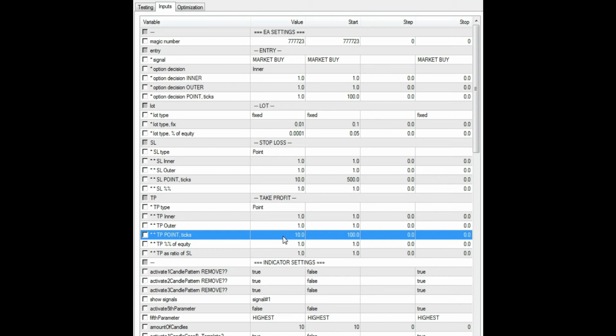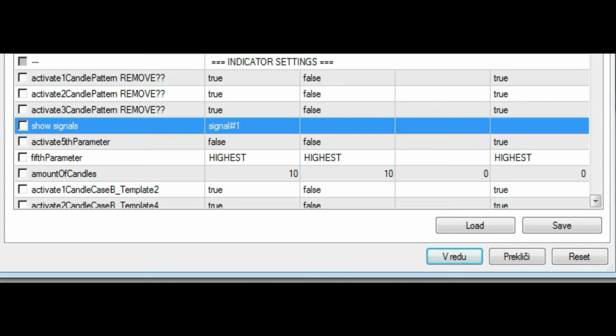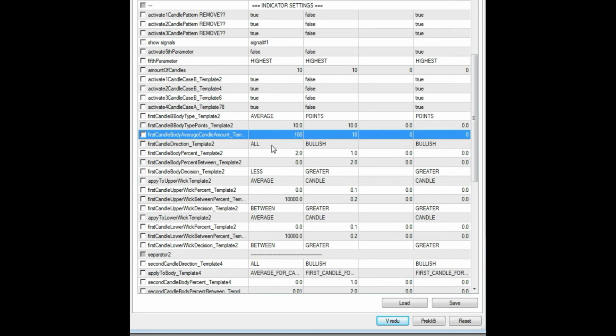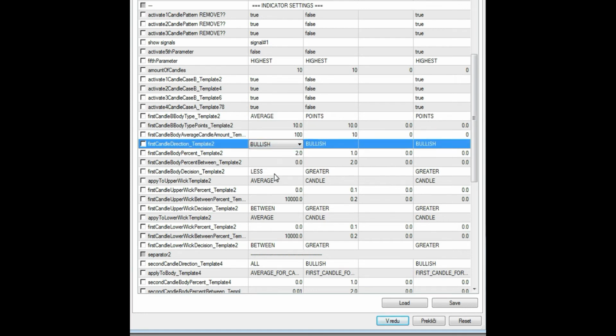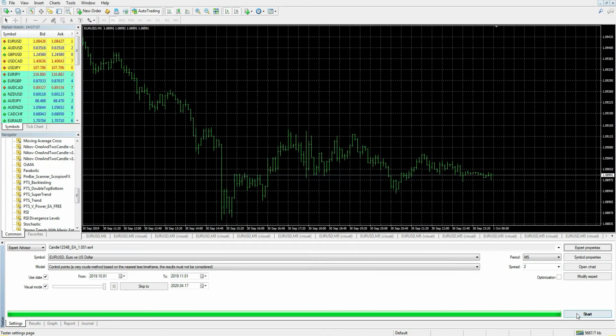So that's it regarding trading scenario options. Just one more thing. Keep the spread small, smaller than take profit or stop loss. First I will show you how to test a binary options strategy with one candle. For this we need to set signal 1 and candle 1 activated. For my first candle, I will compare body to average 100 and choose bullish greater than 100% of that average. And now start the test.